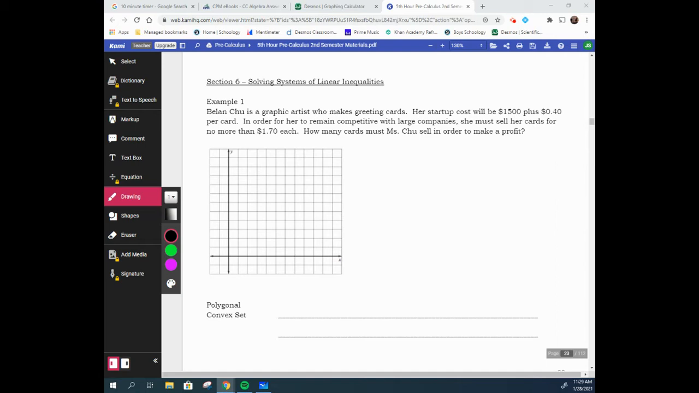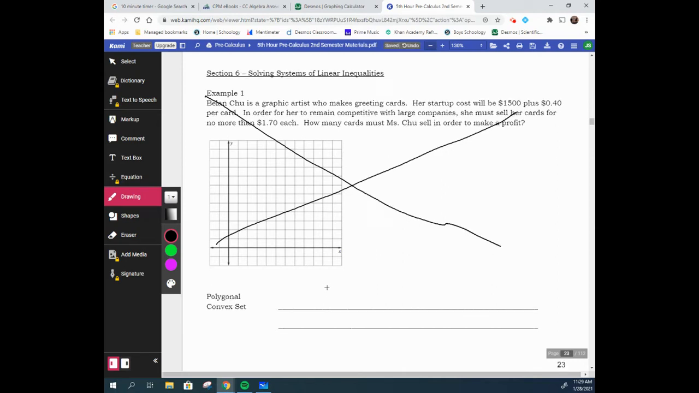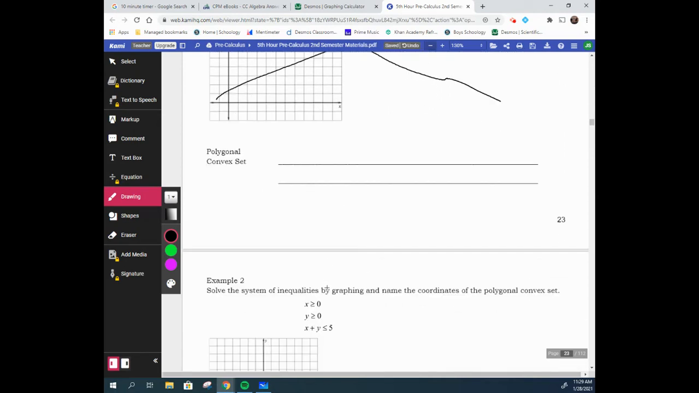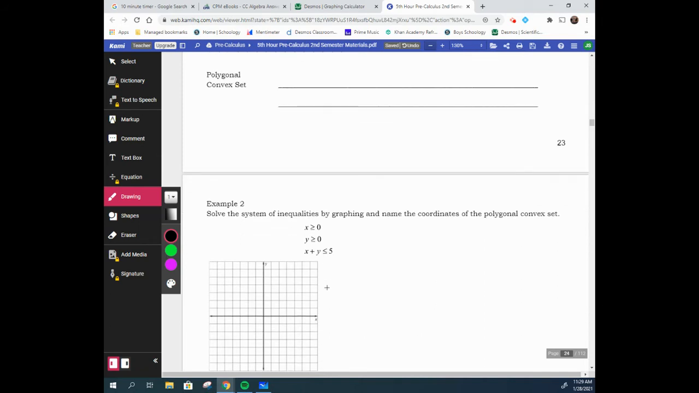We are actually going to skip example 1, and we're going to be talking about solving systems of linear inequalities. So up until now, we've been talking about solving systems of equations. Now we're going to talk about solving systems of inequalities. When we solve a system of inequalities, a lot of times the solution set ends up being a polygon, like a triangle or a quadrilateral or a hexagon or something like that.